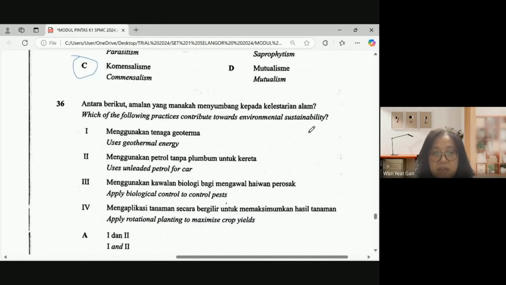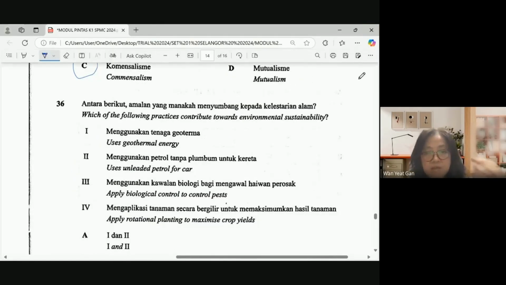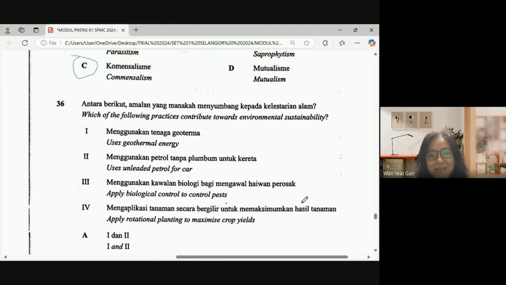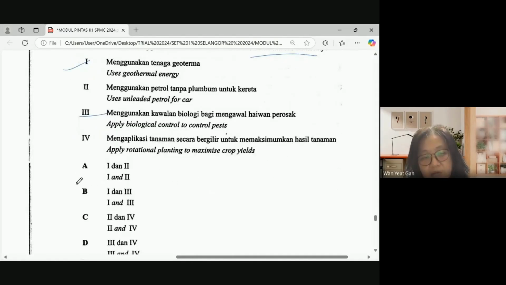Question 36. Which of the following practices contribute towards environmental sustainability? Okay, the use of geothermal energy is the use of a renewable energy. So it's a sustainable energy. And the application of biological control is also a method that contributes towards environmental sustainability. So the answer is 1 and 3.